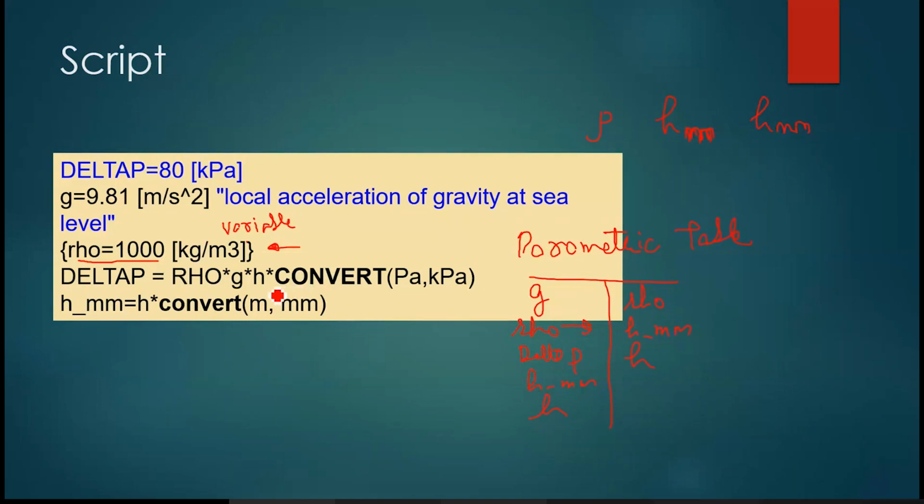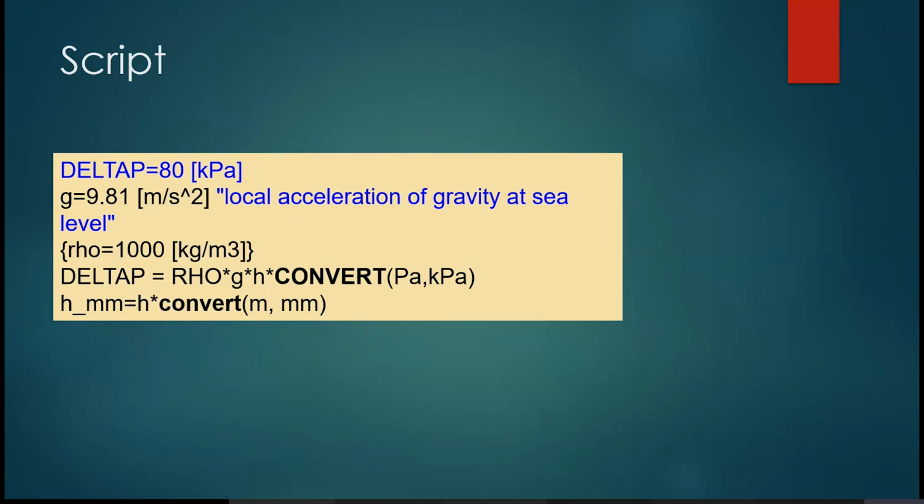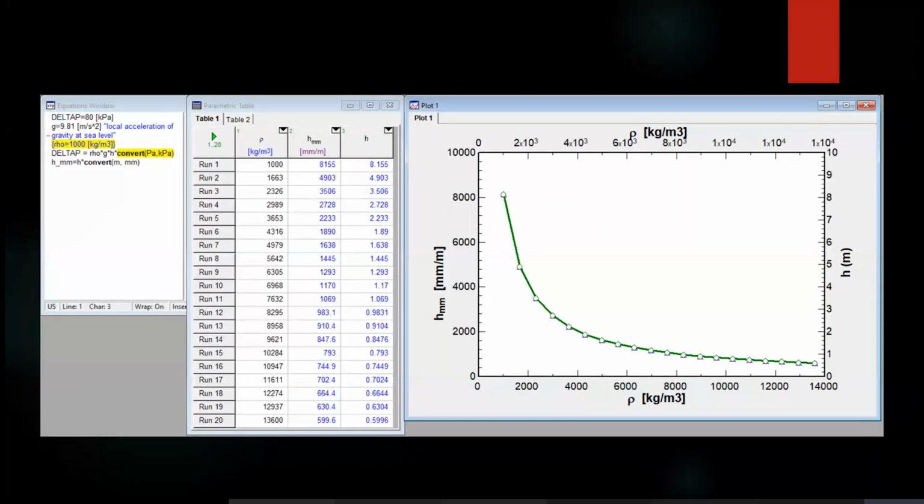Yes, sir. I would not have to do the same process for H or H mm. Why? Because I have not given any fixed value for H or H mm. Clear enough? Once I have done that, I'll plug in the value of density from 1000 to 13600. These are the values that I have plugged in. How I have plugged in?